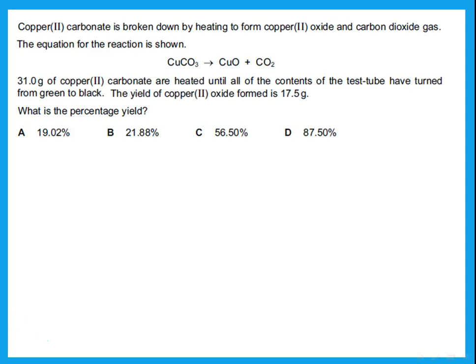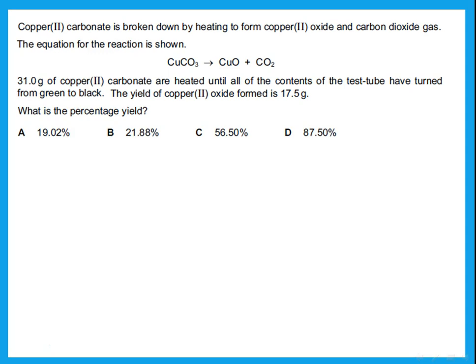Copper 2 carbonate is broken down by heating to form copper oxide and carbon dioxide. The equation for the reaction is shown. 31 grams of copper carbonate are heated until all the contents of the test tube have turned from green to black. That means it has completely reacted. And the yield of copper oxide is this. So let's ignore the mass of copper oxide for now, because this is just the actual yield that he got in the experiment. But what did he start with? He started with 31 grams of copper carbonate, and he wants what is the percent yield.